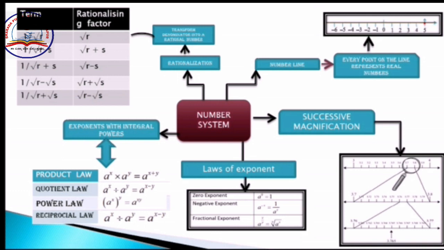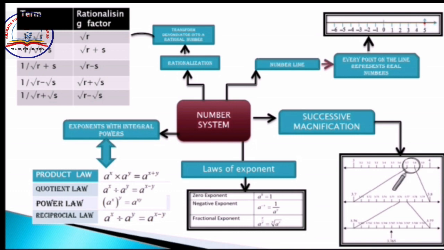Rationalizing the denominator. If the denominator of a fraction contains a term with a root, a number under a radical sign, the process of converting it into an equivalent expression with a rational denominator is called rationalizing the denominator. Rationalization is the process of transforming a denominator into a rational number.